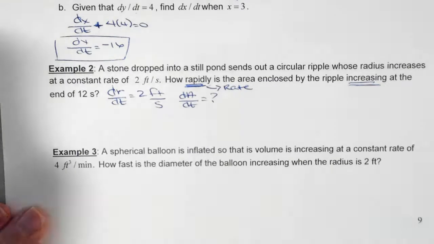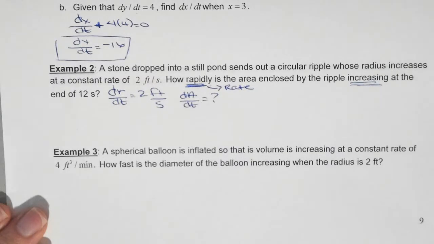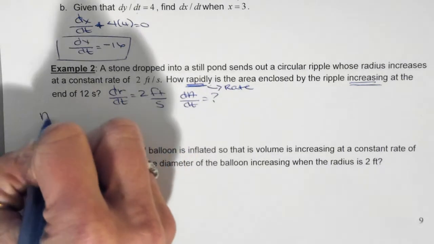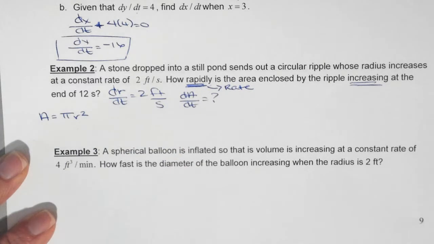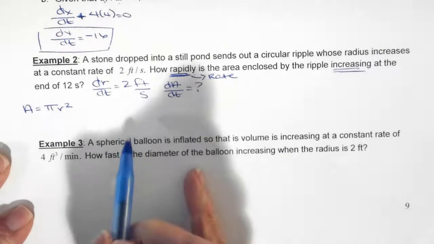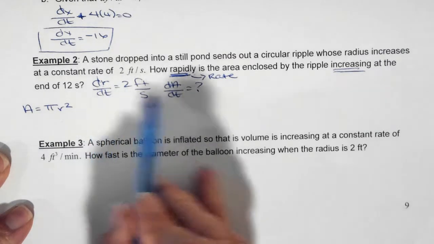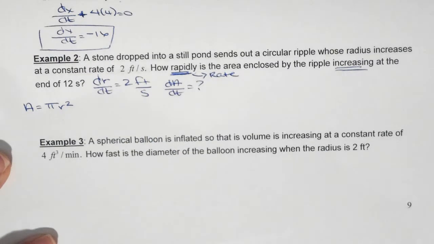Okay, so now we need to see, what do we need? We know we're dealing with area, more specifically area of a circle, because it says a circular ripple. The area of a circle is pi r squared. True? Okay. So we're dealing with a radius. So I have dr dt, which we'll deal with in just a second. dA dt is what I want. I have one more variable here. What is it?